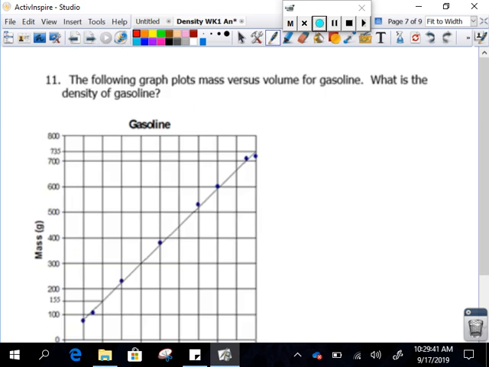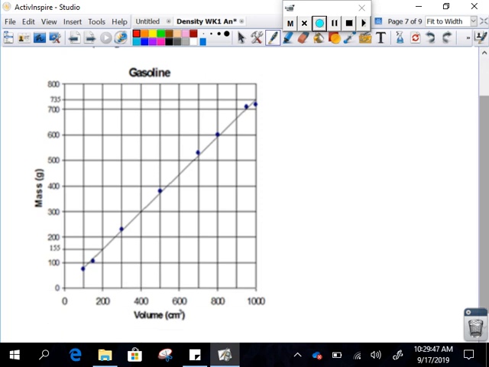The following graph plots mass versus volume for gasoline. What is its density? So you could pick a couple spots. Let's just pick this spot here. We have a mass, let's see, this would be 250 right there. It looks like, I'm going to say 240 for the mass, and then the volume is right at 300. So that would give me the density.